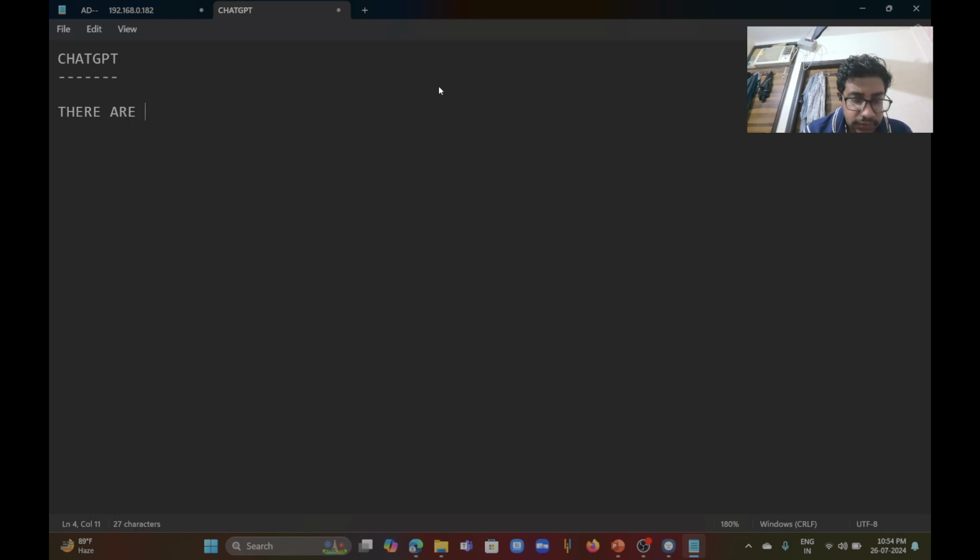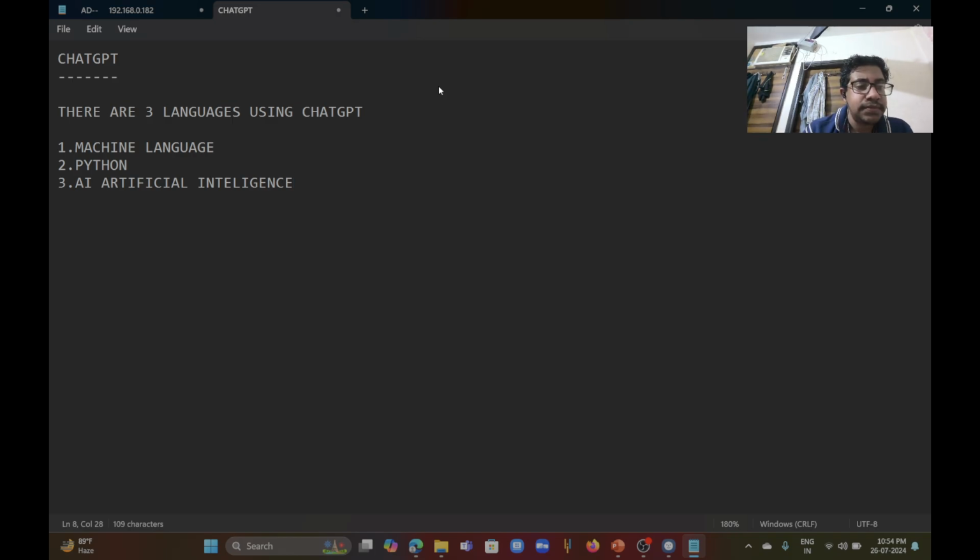There are three languages used with ChatGPT. One is machine language, another one is Python, and another one is artificial intelligence. These are the three languages used with ChatGPT.